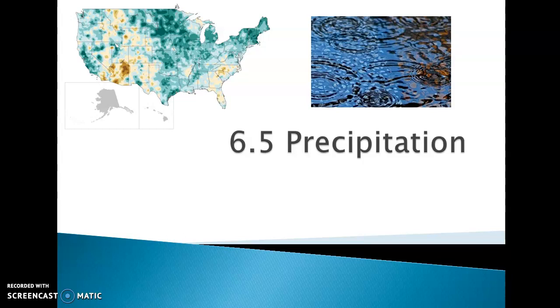We've been talking about clouds and cloud forms and cloud naming conventions. Today we're going to be doing 6.5 about precipitation, which is the stuff that falls out of clouds. Things like rain and snow and hail and sleet are all different forms of precipitation. So let's get started.